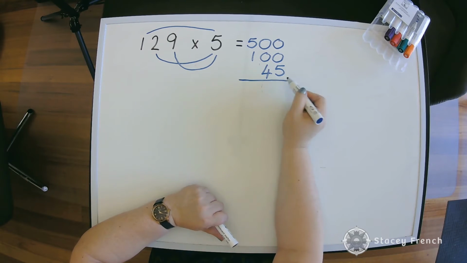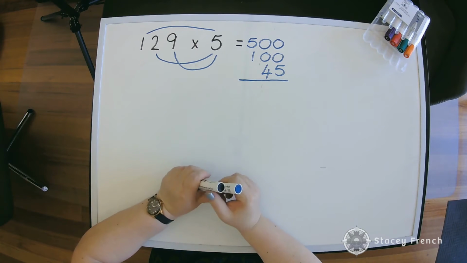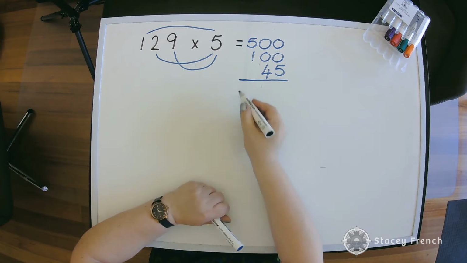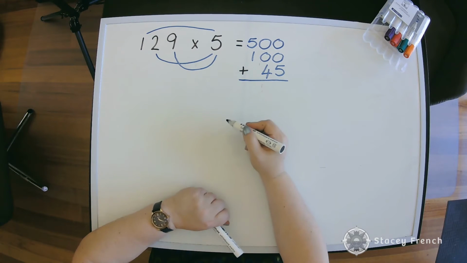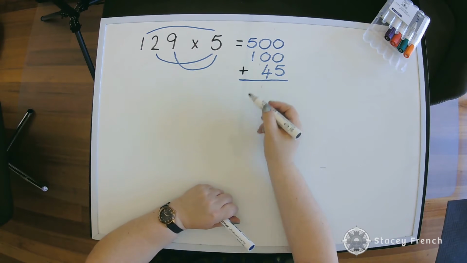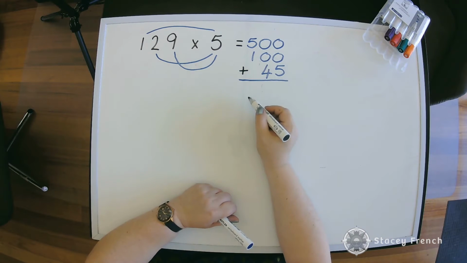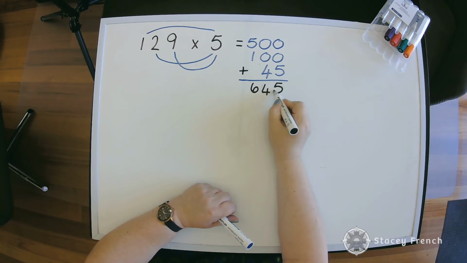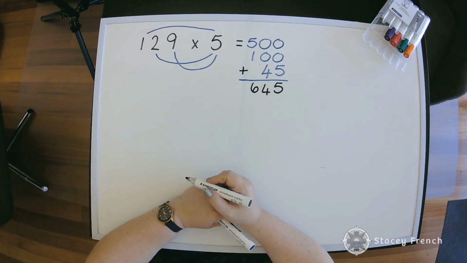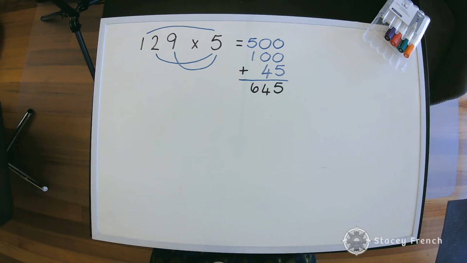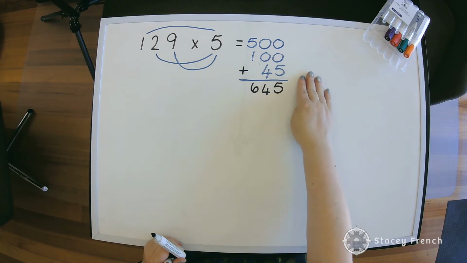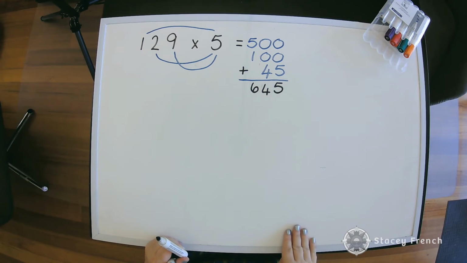I still need to put them back together. Putting them back together means I'm going to plus them. So 500 plus 100 plus 45 is 645. That is horizontal multiplication. But what if I want to do vertical multiplication? Vertical means going down the page.